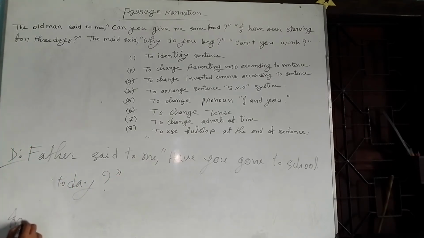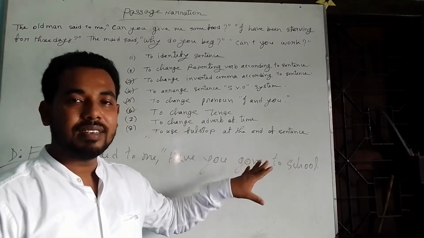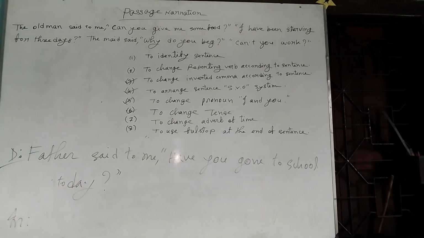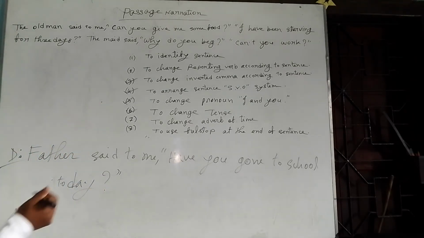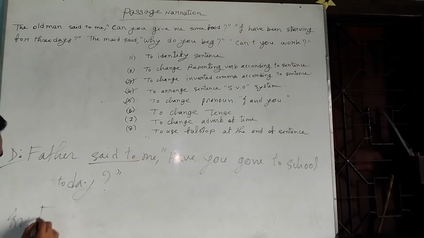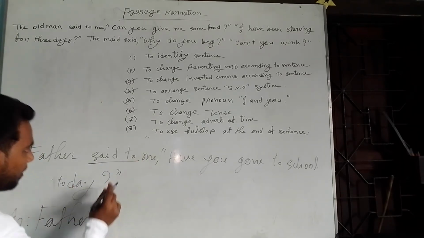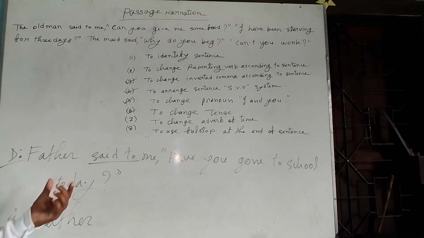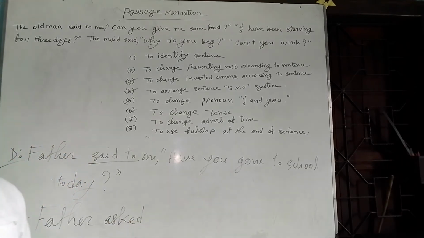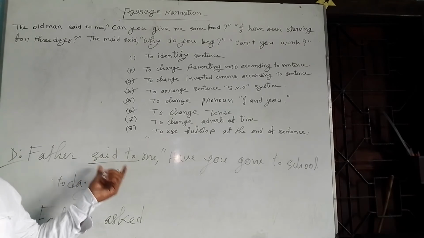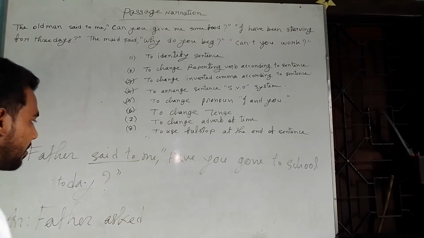Dear student, so to make this direct to indirect, at first we have to follow what type of sentence is used in the inverted comma. Here you can see at the end of the sentence there is a question mark. That is why we can understand this is an interrogative sentence. So we have to change the reporting verb. Father, changing the reporting verb, I will use here ask. Because when the sentence is interrogative, you have to change the reporting verb. Changing the reporting verb, you will use ask. Ask me.